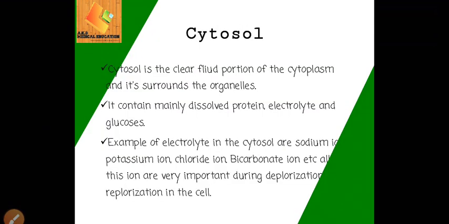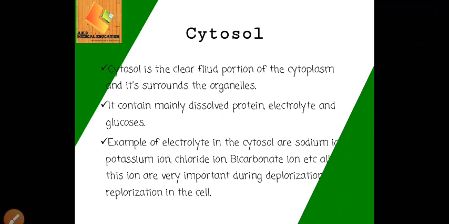So now the cytosol. The cytosol is a clear fluid portion of the cytoplasm, and it surrounds the organelles. So all the fluid, the water that I mentioned in the explanation of the jug, that water that surrounds the particles that are dispersed in it, that water is the what? It is the cytosol, the clear fluid portion of the cytoplasm, a part of the cytoplasm.